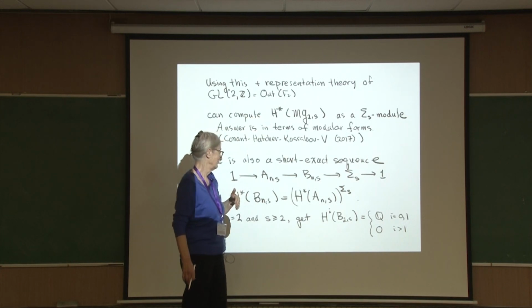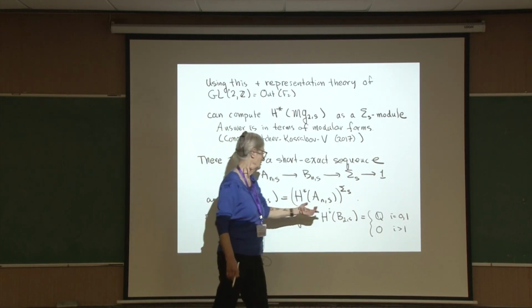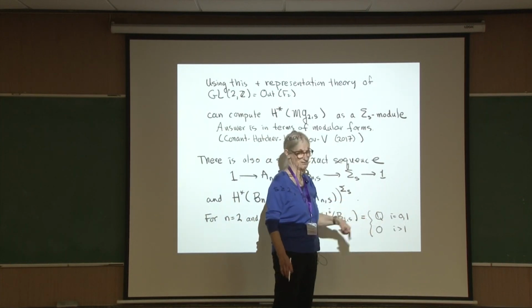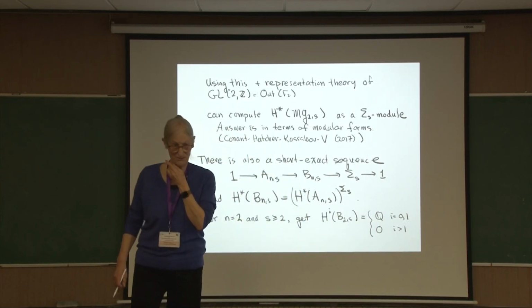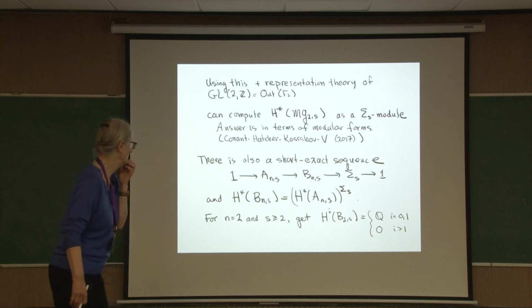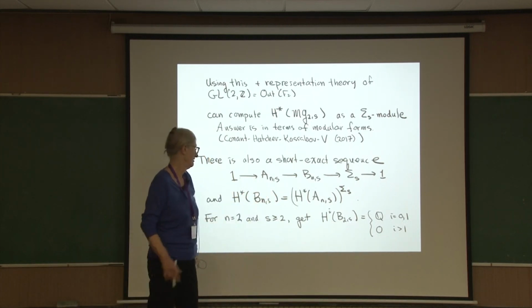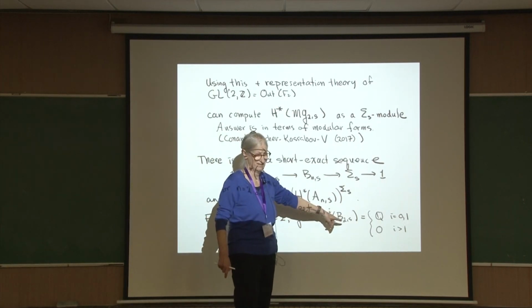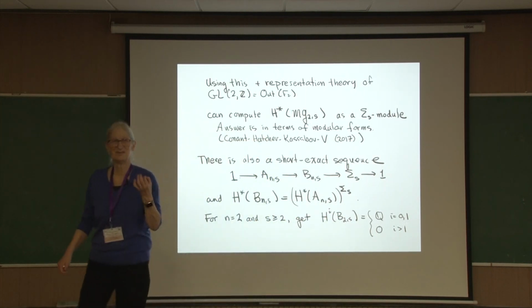So we can just look for the trivial modules, and you get, if n equals 2 and S is bigger than 2, the cohomology of B2S is Q in dimensions 0 and 1, and 0 otherwise. If you are familiar with braid groups, you'll know that this is also the cohomology of the braid group. And notice that it's independent of S, as long as S is at least 2. I guess B1 doesn't make sense.